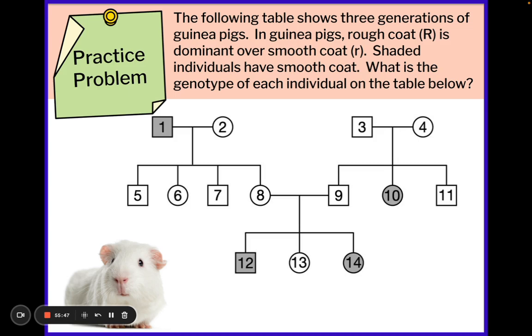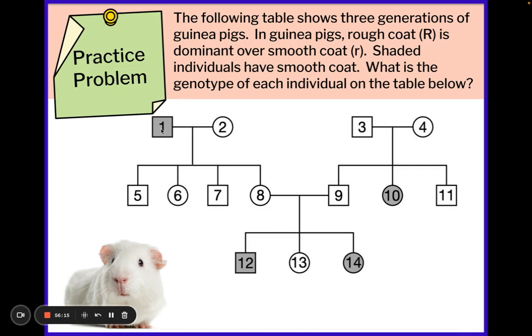The following table shows 3 generations of guinea pigs. This is our first generation, this is our second generation, and this is our third generation. We usually label our generations with Roman numerals. So this would be I. Okay, so generation 1, generation 2, generation 3. We also label our individuals with Arabic numerals. That's a fancy way of saying regular numbers, okay?